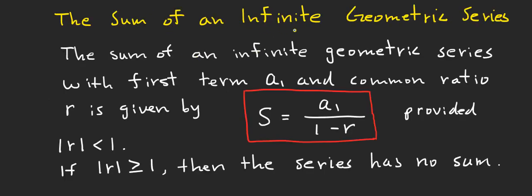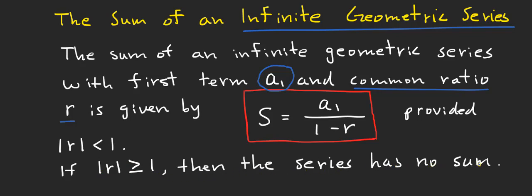When we talk about infinite geometric series, there is a way to find the sum. The sum of an infinite geometric series with first term a1, where a1 is the first term of the series and common ratio r, is given by a1 over 1 minus r. But there's a condition: provided only when the absolute value of r is less than 1. If the absolute value of r is greater than or equal to 1, then the series has no sum.